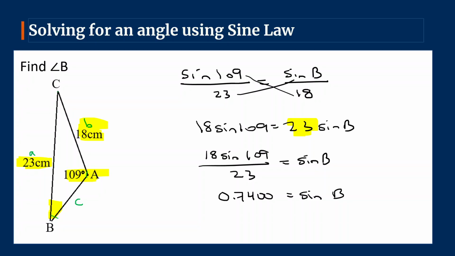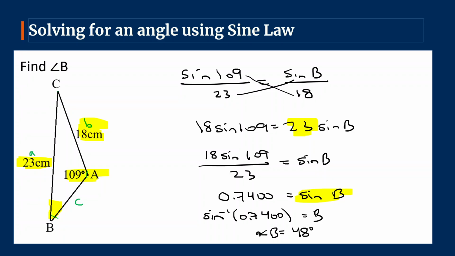I found sine B. So now we have to get rid of sine. The way to get rid of sine is to do inverse sine, or you may have heard the phrase arc sine. I think of it as, okay, how do I isolate B? I move sine to the other side. That's a weird thing to say, but it fits with all my other equation solving. When I move sine over, it becomes inverse sine. Now I can type this into my calculator, and I get that angle B is 48 degrees.